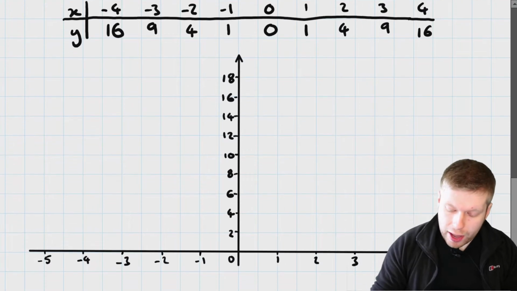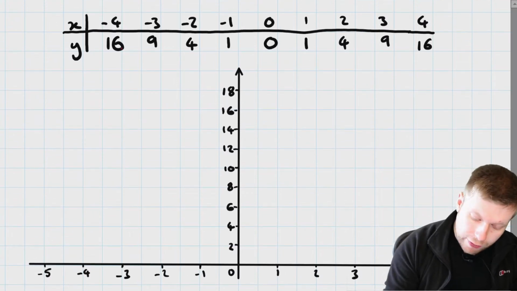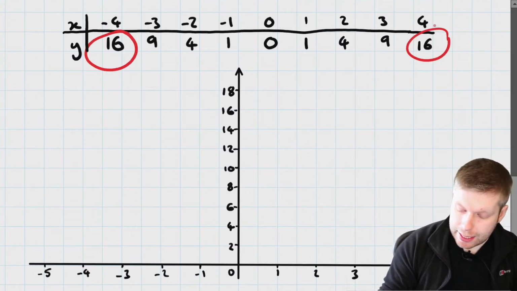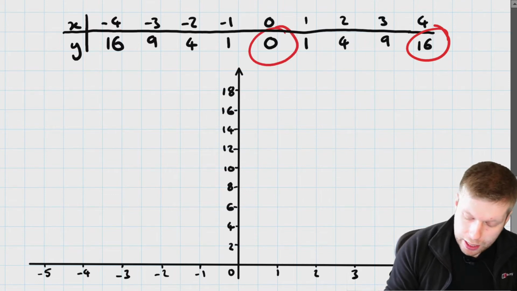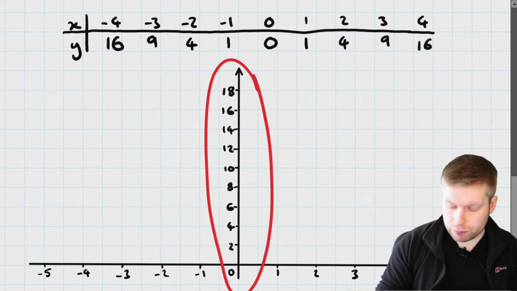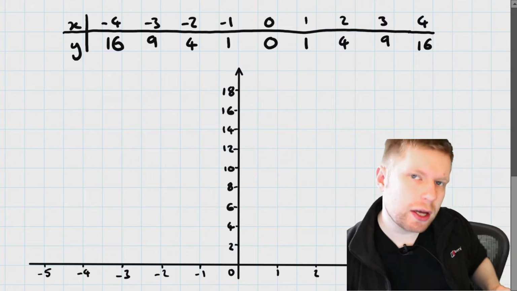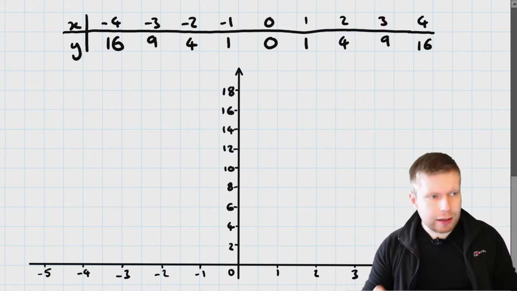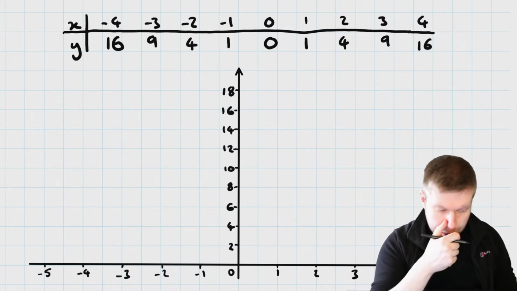And similarly on the y values, well look, I can see the maximum y value is like 16, and the minimum y value is 0. So again, I'm just giving myself plenty of space by putting my range along this axis from 0 to 18. That just gives me plenty of space to include it all in. Okay, and then let's just go through and let's actually plot the points in.